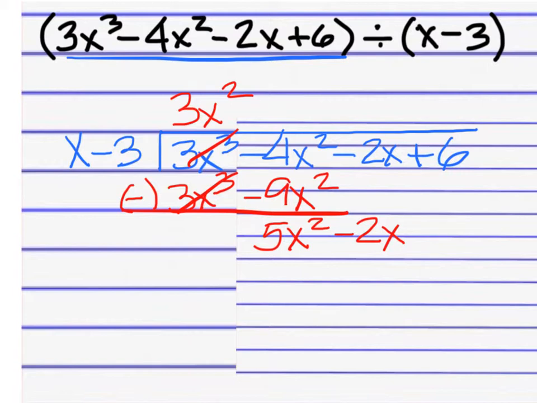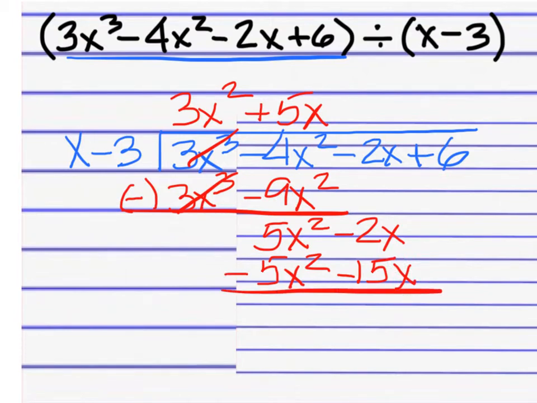Now, what would you have to multiply x by to get 5x squared? Or 5x squared divided by x is 5x. 5x multiplied by each of these terms here. 5x times x is 5x squared. 5x times a negative 3 is negative 15x. Subtract, cancel, and negative 2x minus a negative 15x is 13x. Drop the 6.